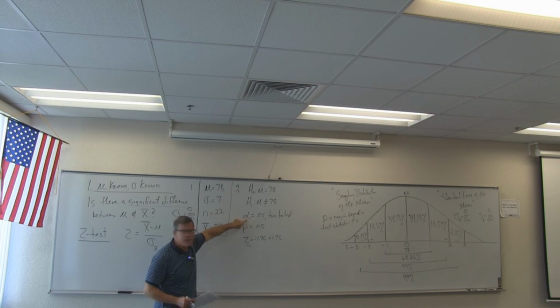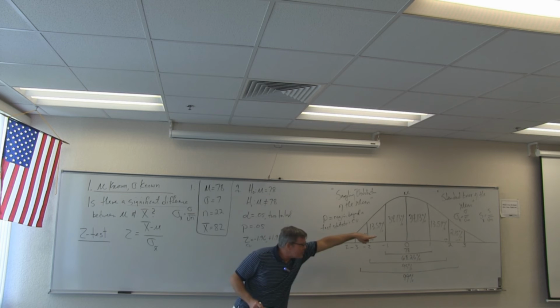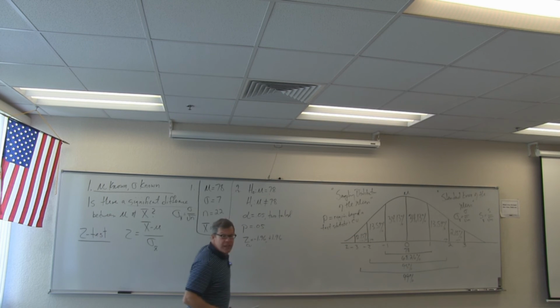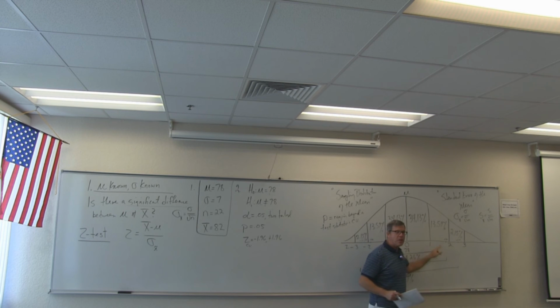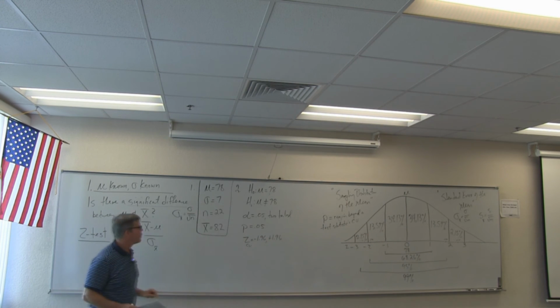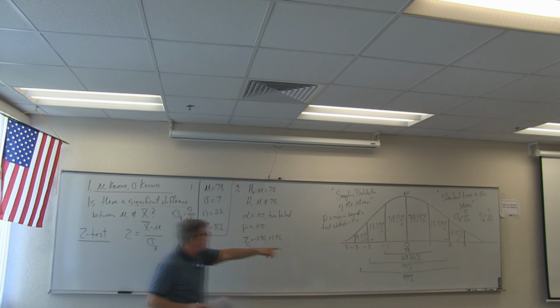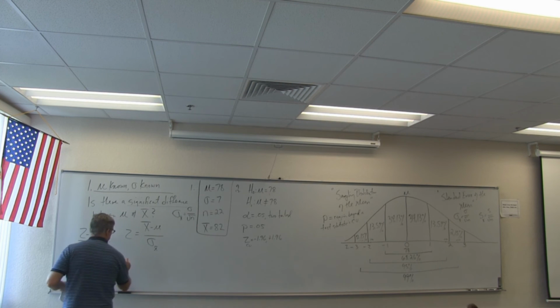Chapter 9 will also refer to alpha as the significance level. If z exceeds positive 1.96 or negative 1.96, we have enough evidence to reject the null, right? If z falls in this region somewhere, what would our decision be? Accept the null. Very good. We have a population mean of 78. Let's compute z and see what's going on here.